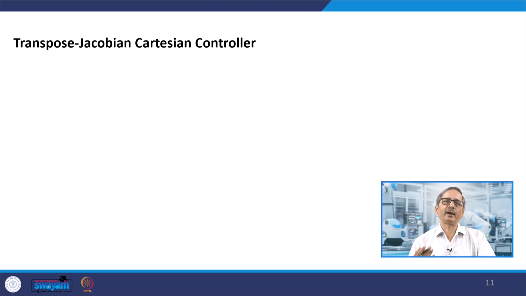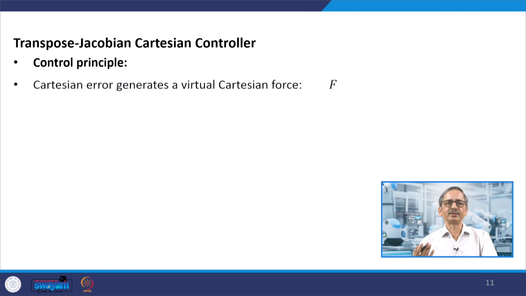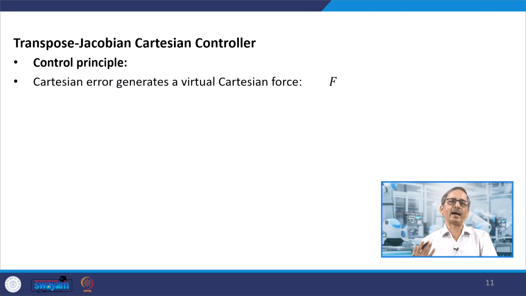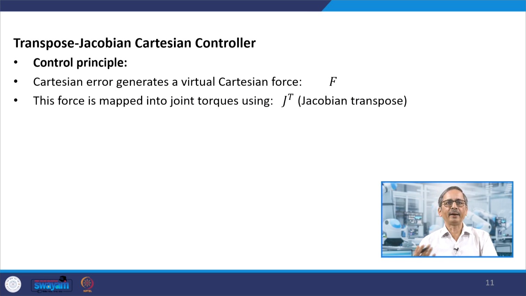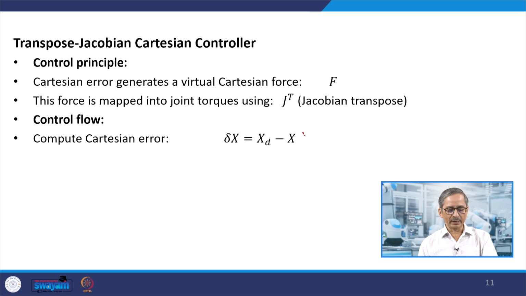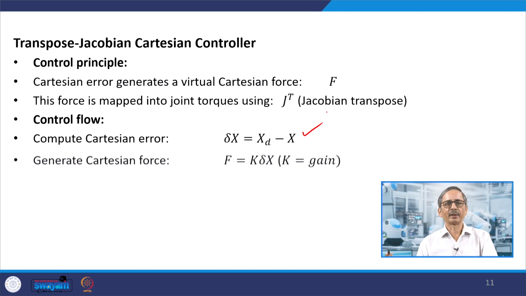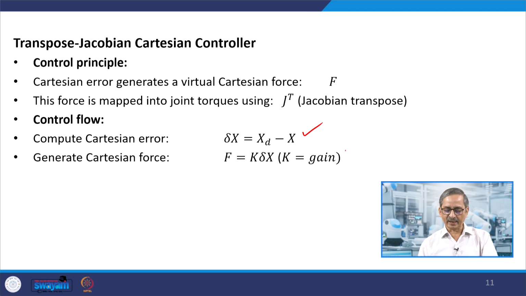Next, let us look at the Transpose-Jacobian Cartesian controller. In this case, you see the control principle is that the Cartesian error generates a virtual Cartesian force, okay, and this force is mapped into the joint torque using the Jacobian transpose. The control flow here is that we compute the Cartesian error, okay, and then generate the Cartesian force and then convert the force into the torque, okay.